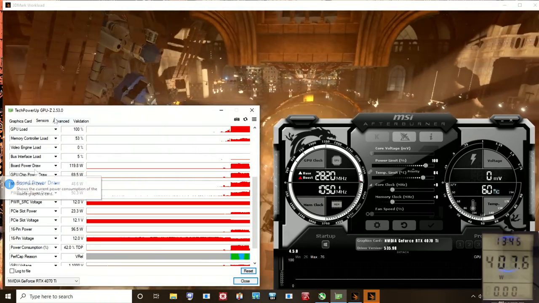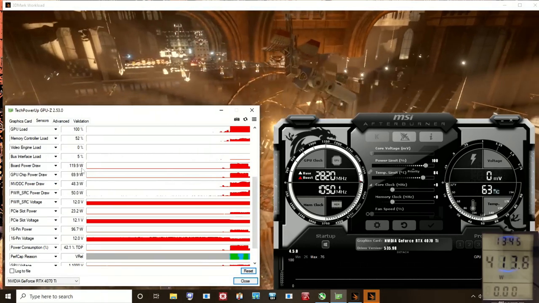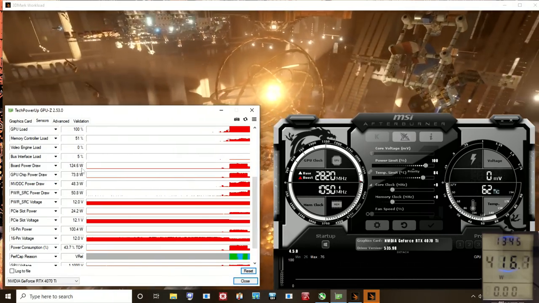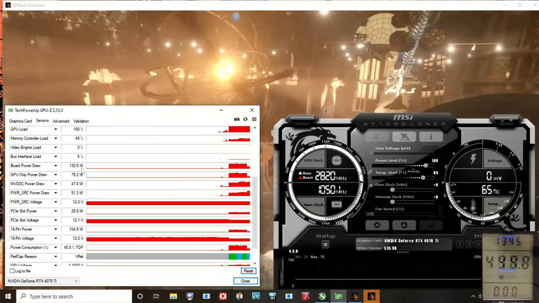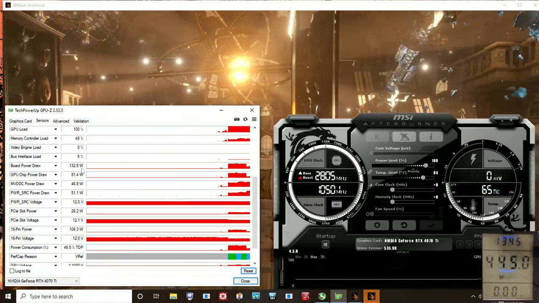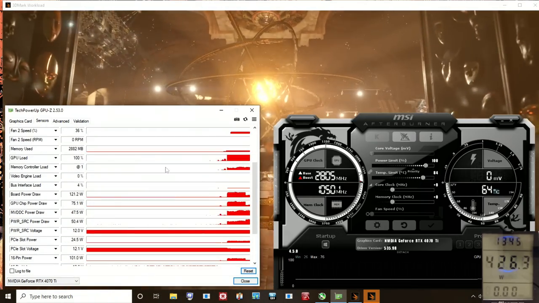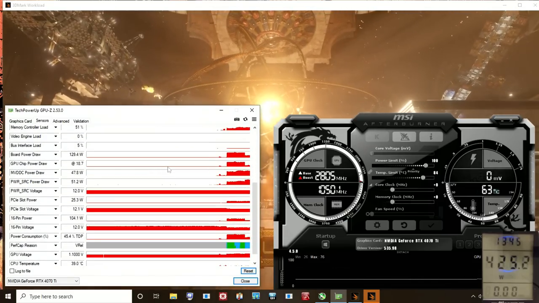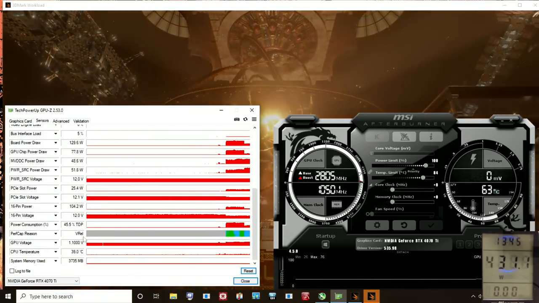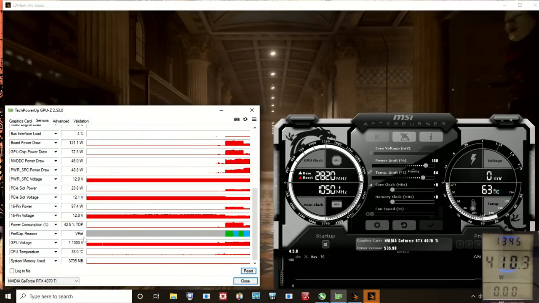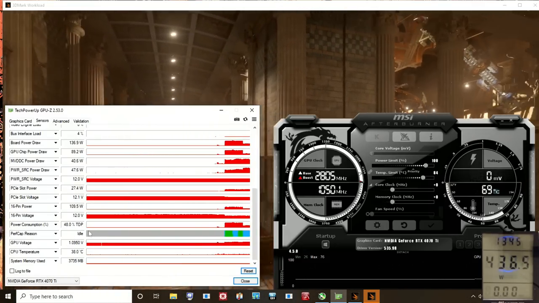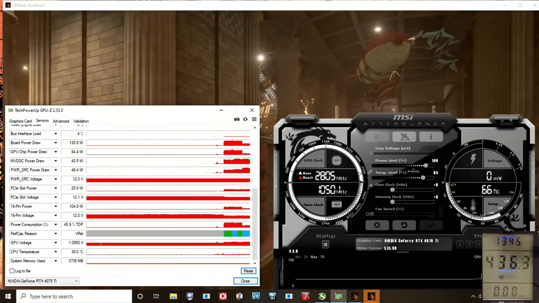Oh, well, would you look at that? Suddenly, the card thinks it's pulling 120 watts instead of 280. It's boosting higher. We no longer see power limit as the limitation. It's just going to be VREL forever now. And the power consumption is slightly higher.